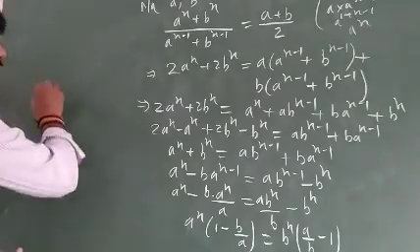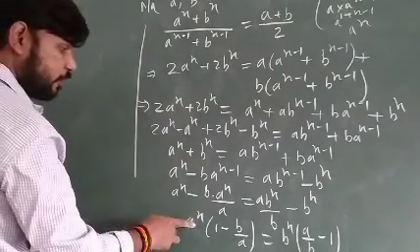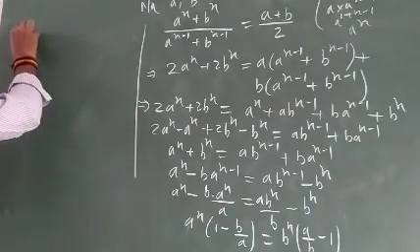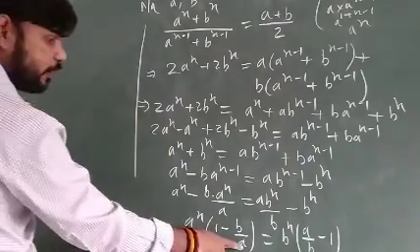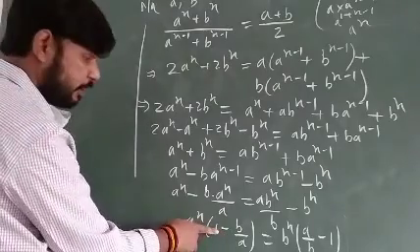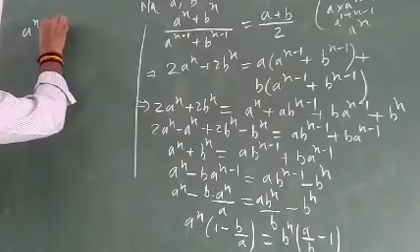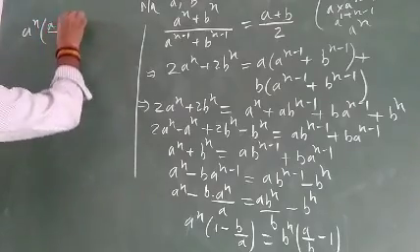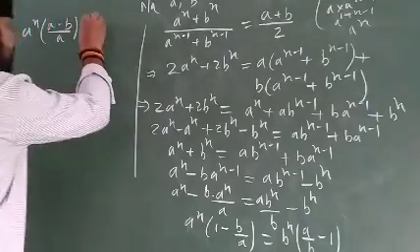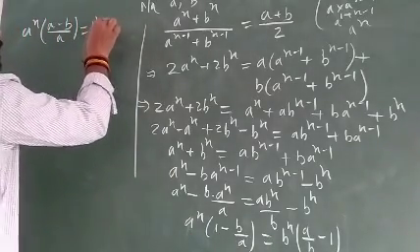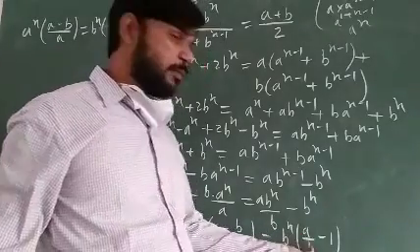Now I can write here, I think this is visible to you. Now what we get, a^n is outside, and on simplifying you will get, on taking the LCM, a minus b by a equals to, here you get b^n as b^n, and in bracket you will get on simplification a minus b by b.